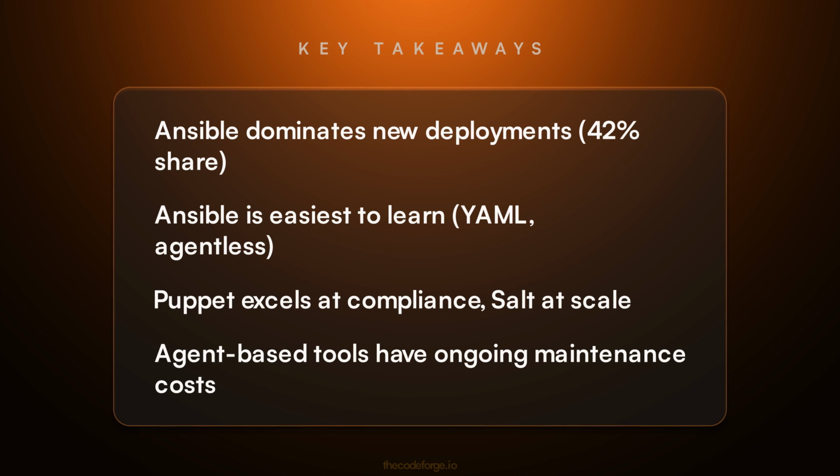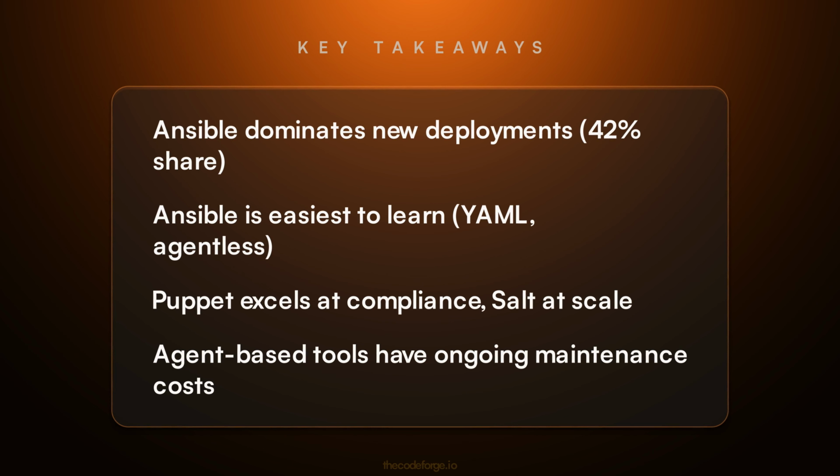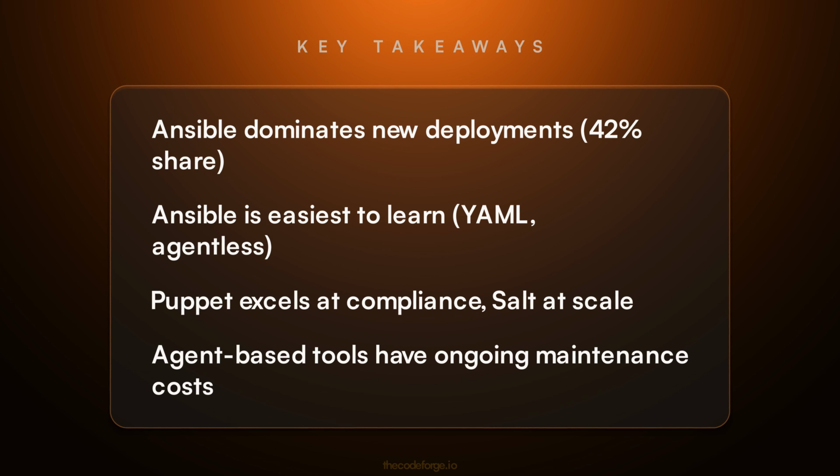Let's recap the key takeaways. Ansible dominates new deployments, with 42% share. Ansible is easiest to learn: YAML, agentless. Puppet excels at compliance, Salt at scale. Agent-based tools have ongoing maintenance costs.